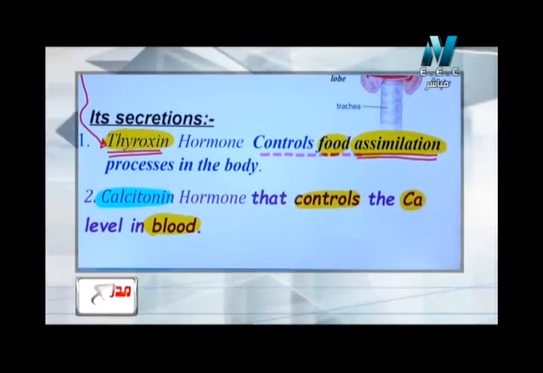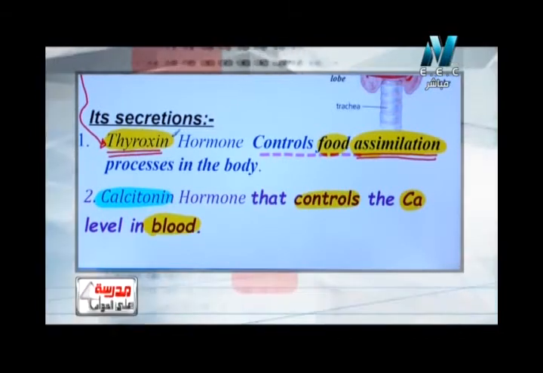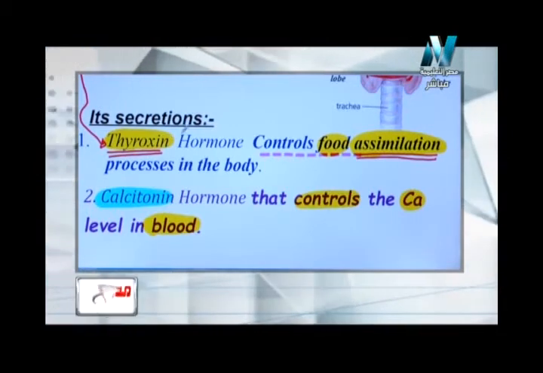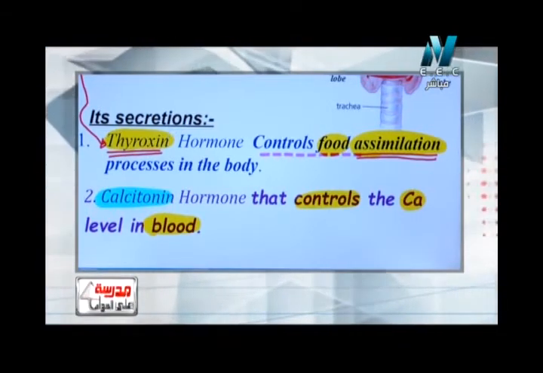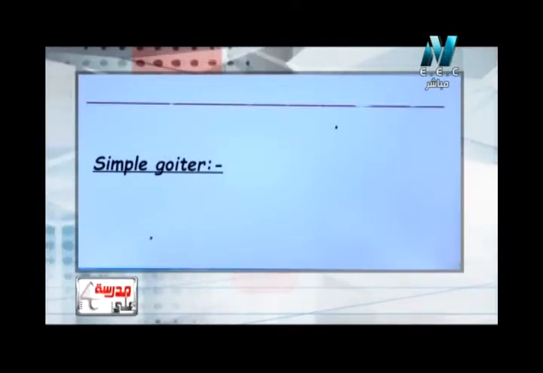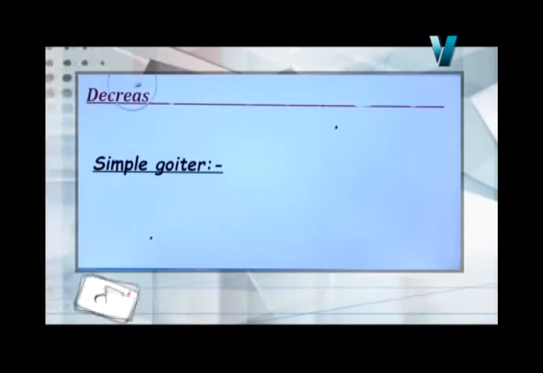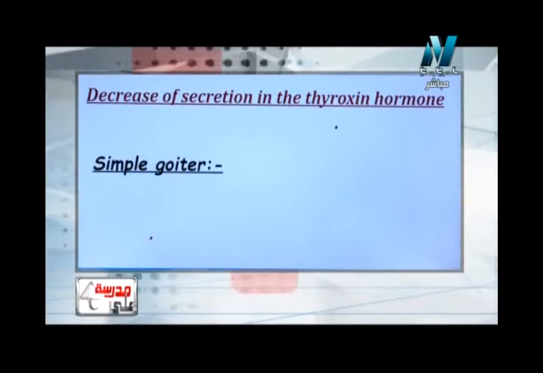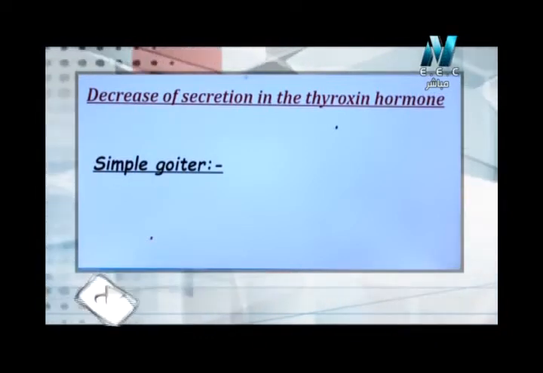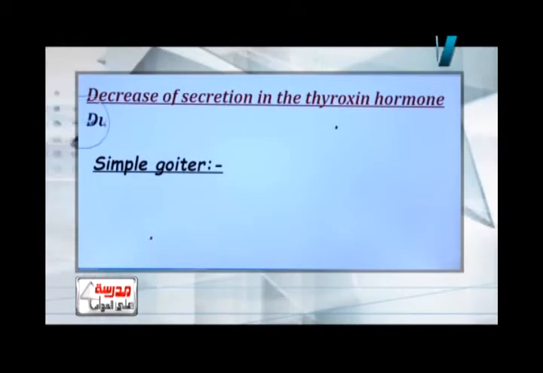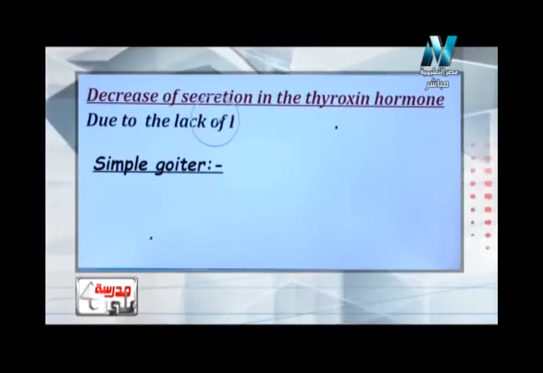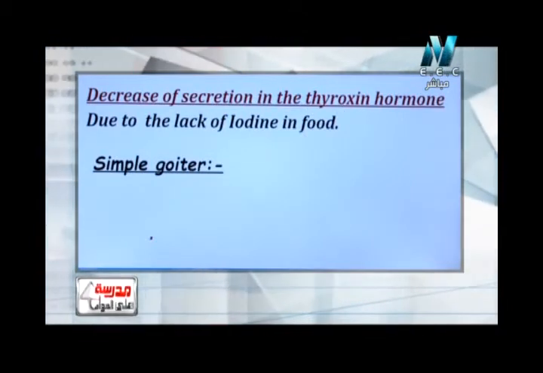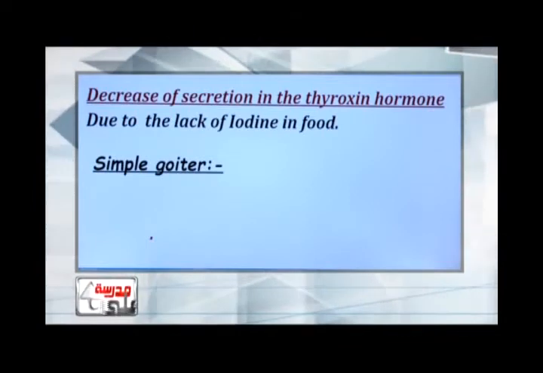طيب some students may ask me if the thyroxine hormone increases or decreases. يعني افرض ايه اللي حصل بقى لو الثايروكسين هرمون secretion increase. Here we have the first case as we see here. Decrease of secretion in the thyroxine hormone. لو حصل ان الثايروكسين هرمون قل في الدم ايه اللي يحصل؟ We have here due to the lack of iodine in food. بسبب نقص نسبة الايودين اللي هم بيسموه بالعربي اليود في الاكل.